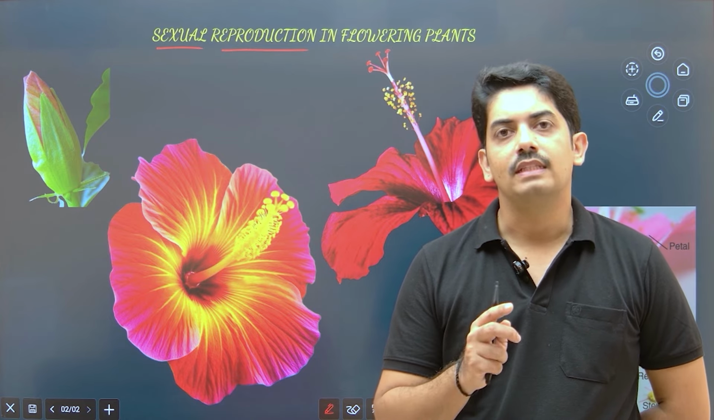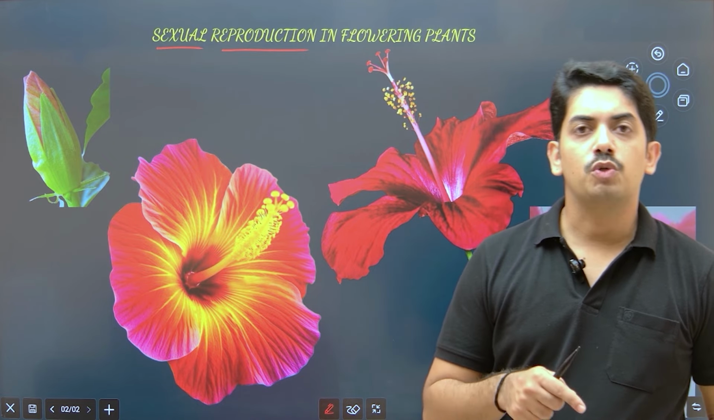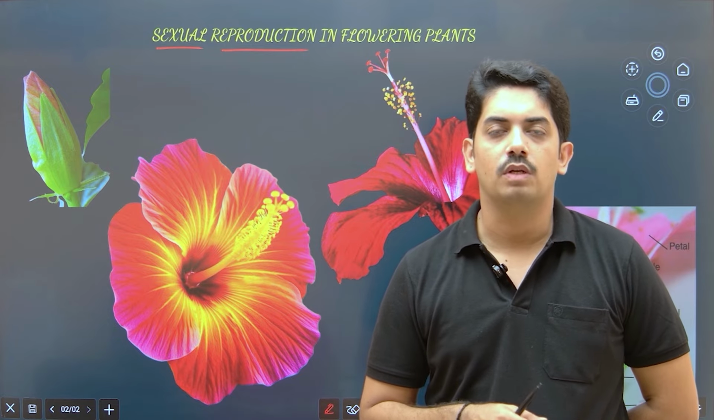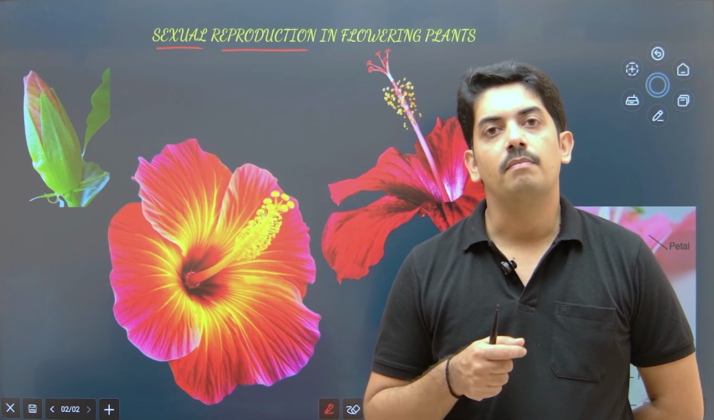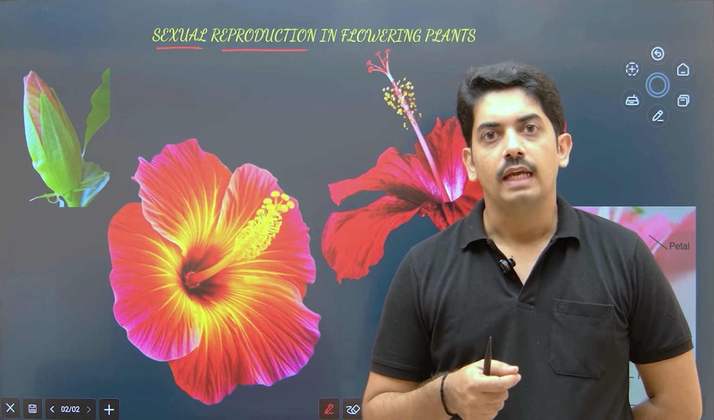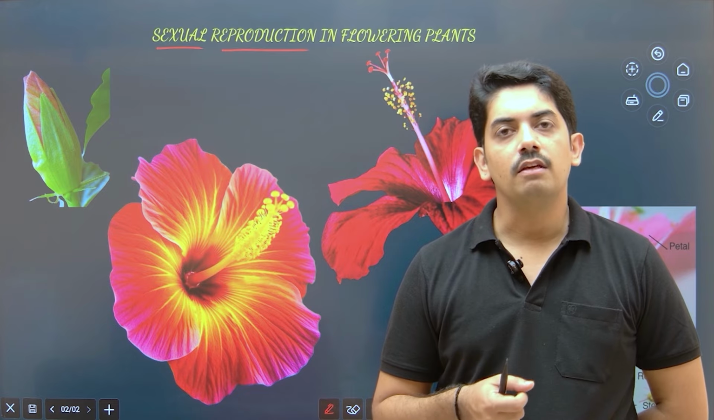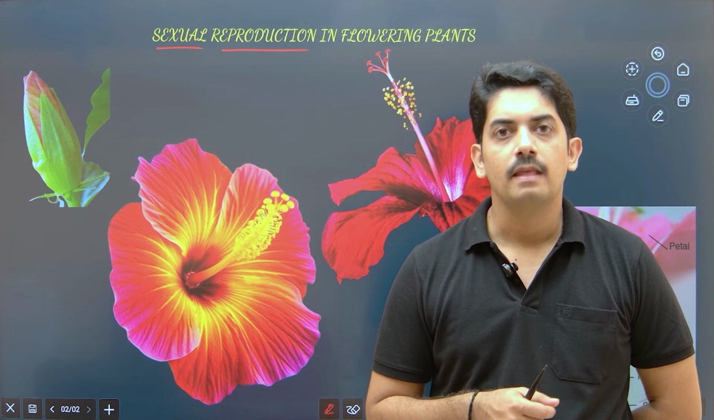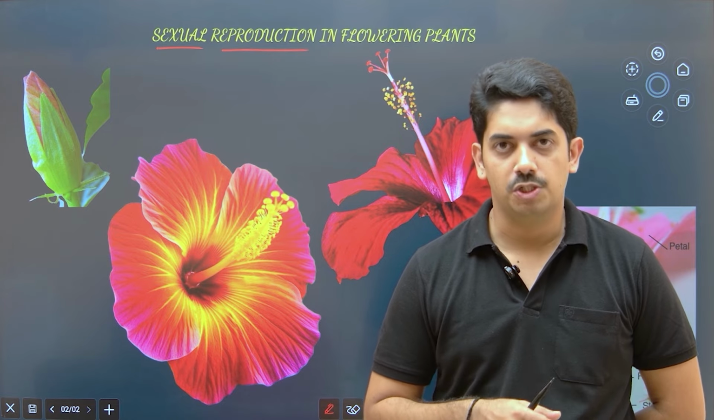So these two structures in the floral whorl indirectly help in sexual reproduction, but directly androecium and gynoecium are involved in sexual reproduction. The common name is stamen, which is the male reproductive structure. In taxonomy, we use the term androecium. Similarly, the female reproductive structure we call pistil, and in taxonomy, these structures are called gynoecium.